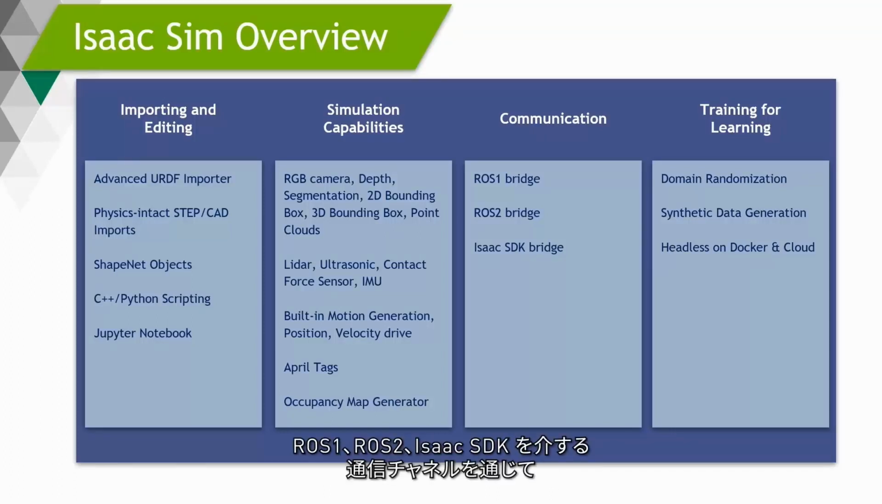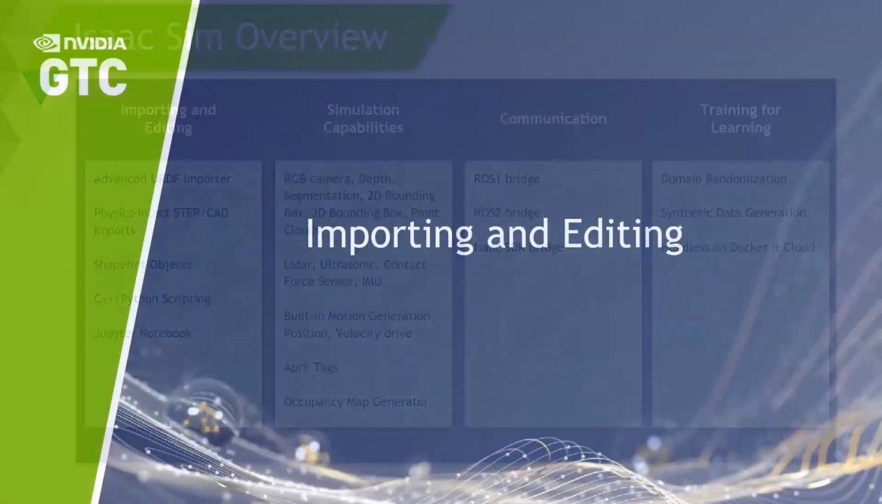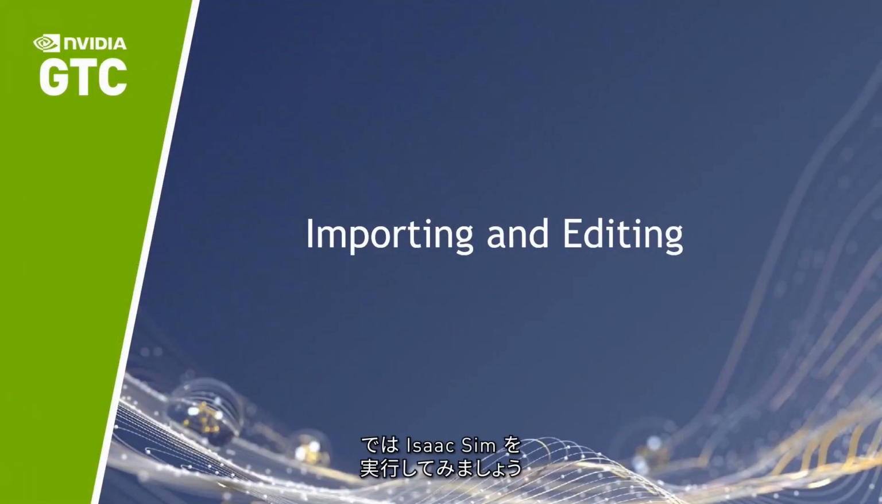We also have communication channels through ROS 1 and 2, as well as Isaac SDK, so you can connect up the simulator with the rest of your system. And we also provide tools that help with collecting data for learning and training, namely a synthetic data generation toolset that makes domain randomization and data recording easy. So without further delay, let's open up Isaac Sim and see how you might start using it.